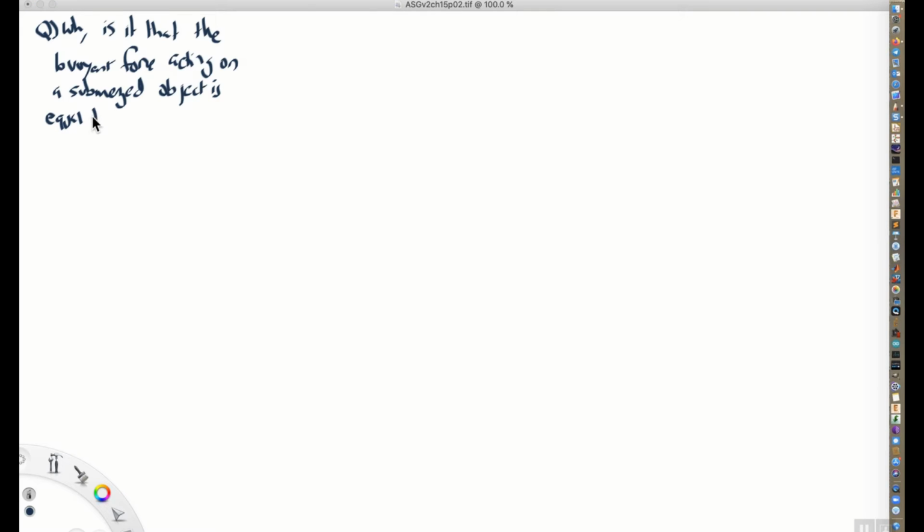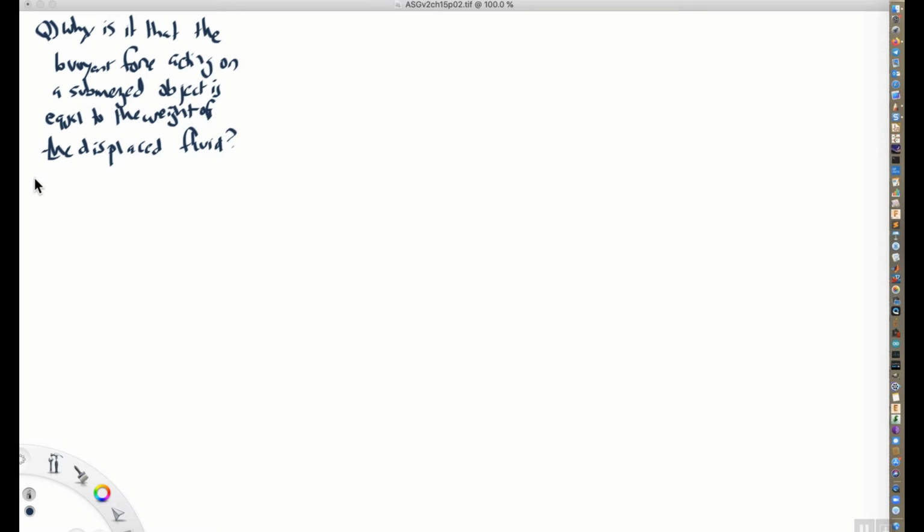So why is it that the buoyant force acting on a submerged object is equal to the weight of the displaced fluid? The weight of the displaced fluid. That is the question that we'd like to answer.